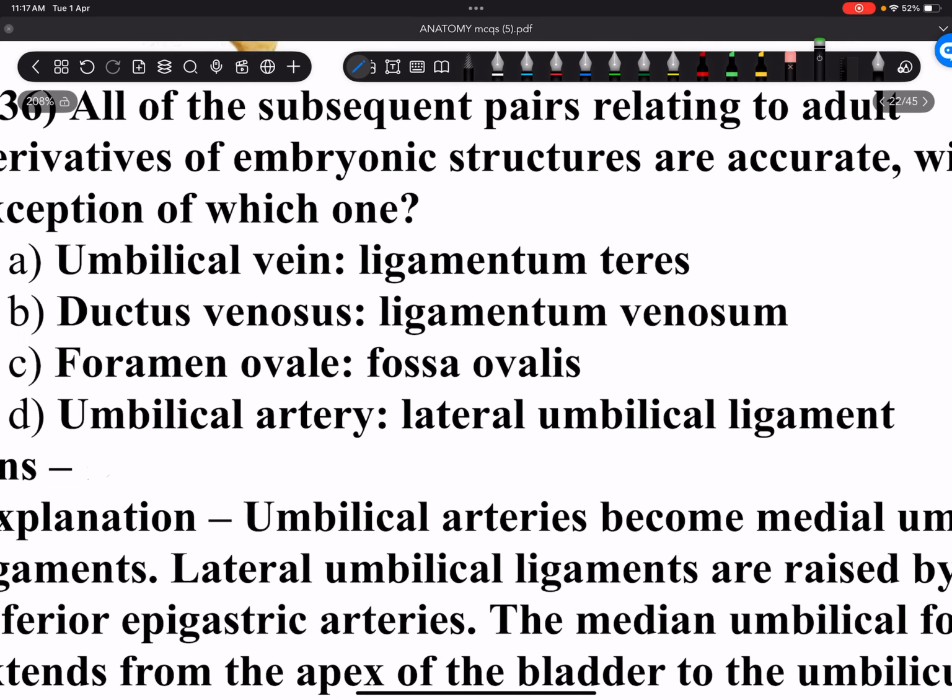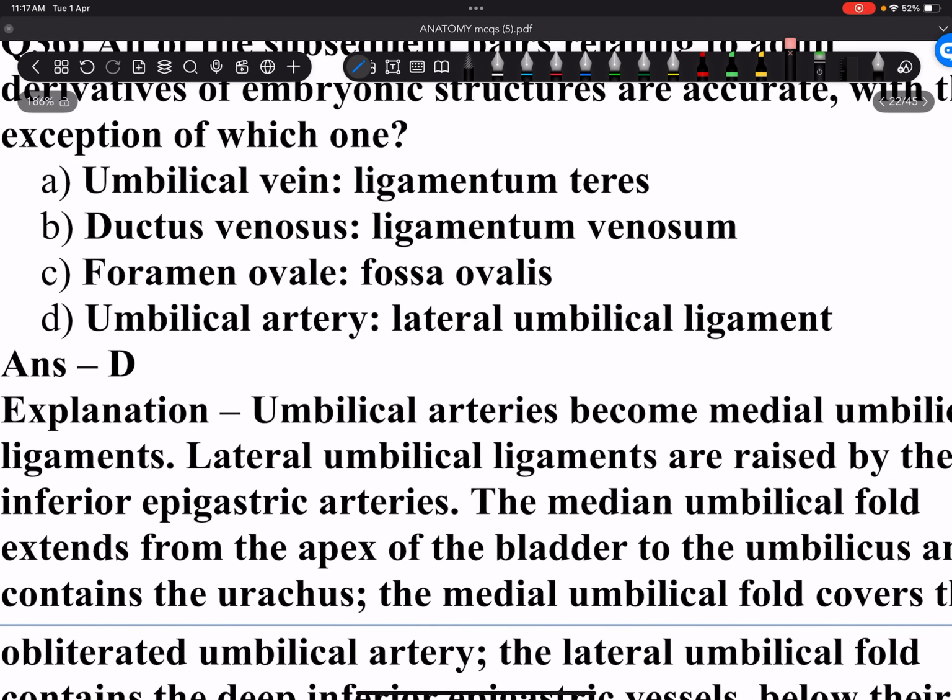Umbilical vein, ligamentum teres; ductus venosus, ligamentum venosum; foramen ovale, fossa ovalis; and umbilical arteries, lateral umbilical ligament. Let me know the answer. Yeah, the answer is D. Umbilical artery is lateral umbilical ligament. Why is it not correct? Tell me. Because this is the medial one.